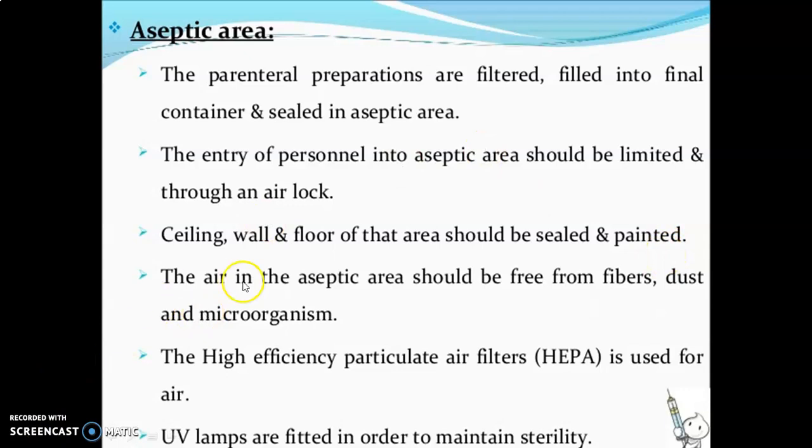The air in the aseptic area should be free from fibers, dust and microorganisms. High efficiency particulate air filters, that is HEPA filters, are used for air. UV ultraviolet lamps are fitted in order to maintain the sterility.